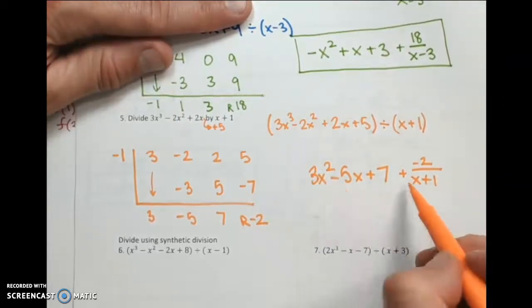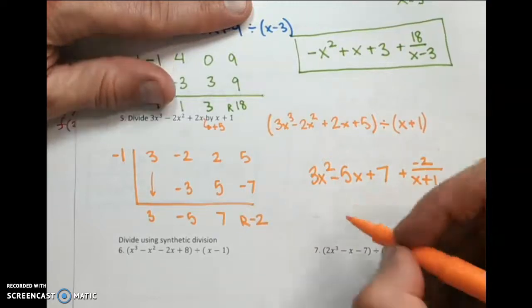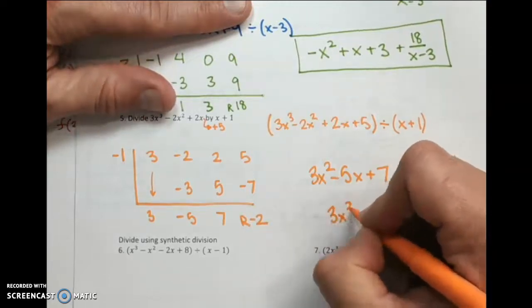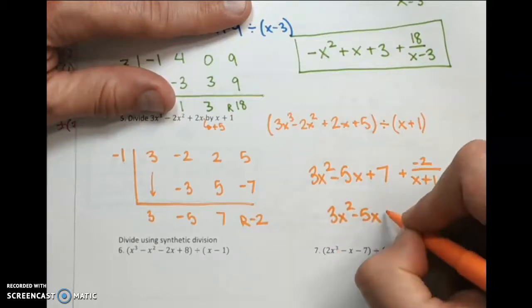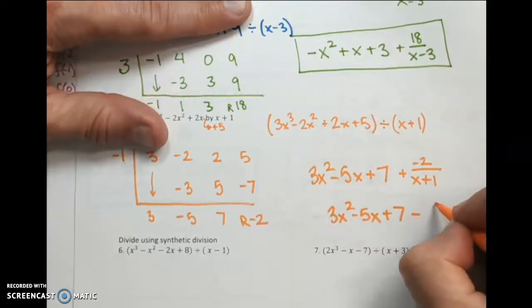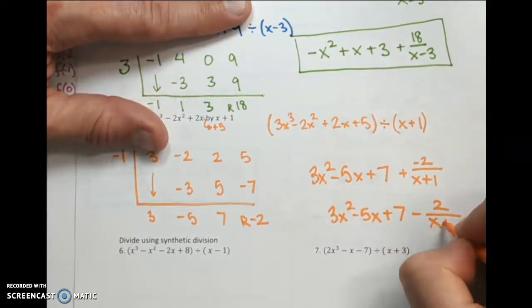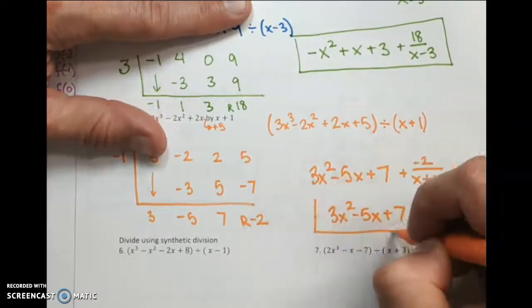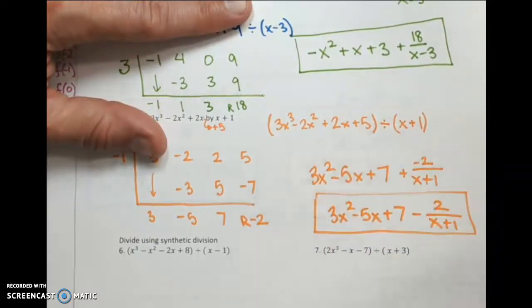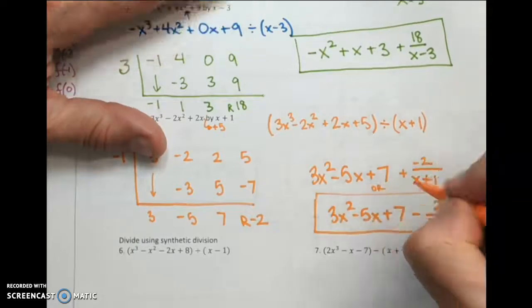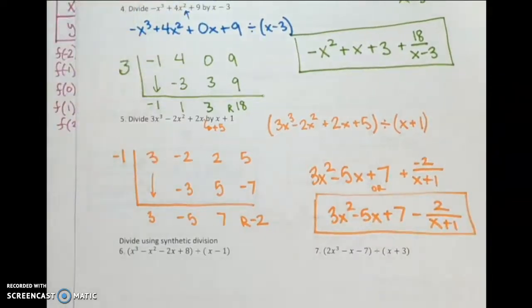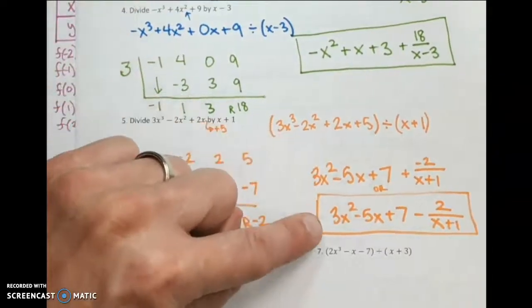And again, I would simplify by pulling out that negative. 3x squared minus 5x plus 7 minus 2 over x plus 1 is my simplest form, best answer. Alright, that does work. I just like this one better.